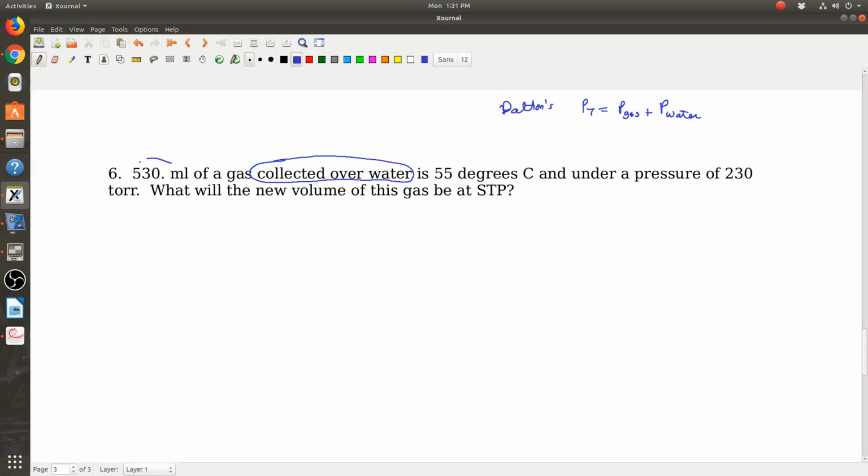So we have 530 milliliters volume of a gas collected over water. That means subtract. Super important. At 55 degrees C, that's a temperature, and a pressure of 230 torr. So that's a pressure. What will the new volume be? That's another V at STP. That's another temperature and another pressure. So you see we have 2 volumes, 2 temperatures, 2 pressures.